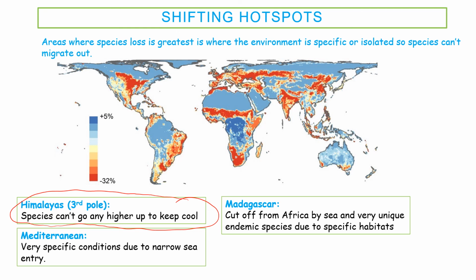The Mediterranean has very specific conditions due to this very narrow entry of sea from the Atlantic, and therefore as the temperature changes and salt levels change, this could cause massive problems. And Madagascar is another particular area because it's cut off by a large area of sea from Africa. Very unique endemic species have very specific habitats, and therefore the animals can't survive the change.